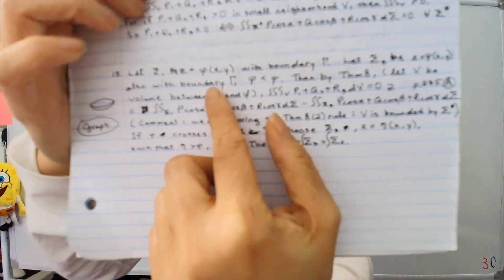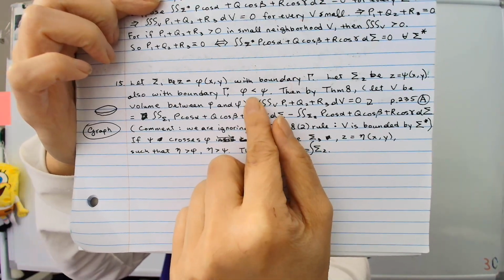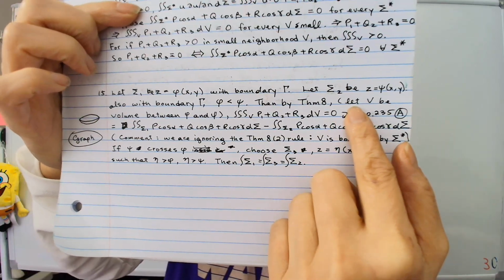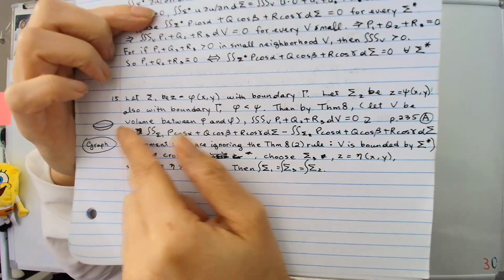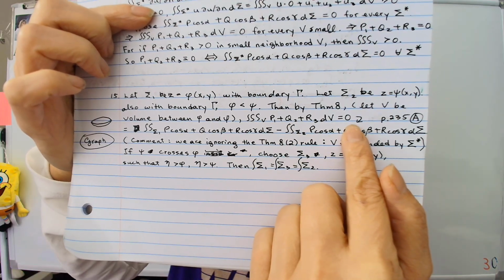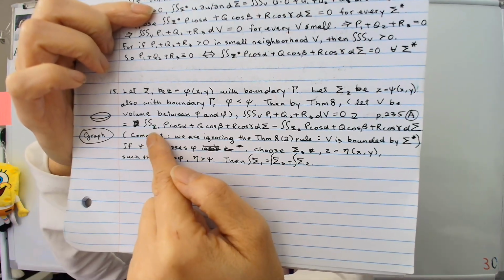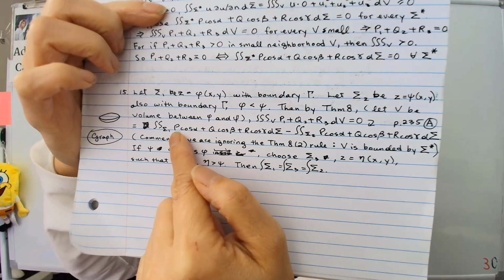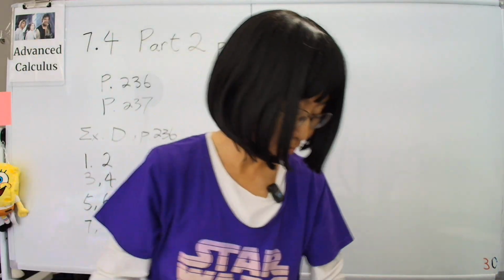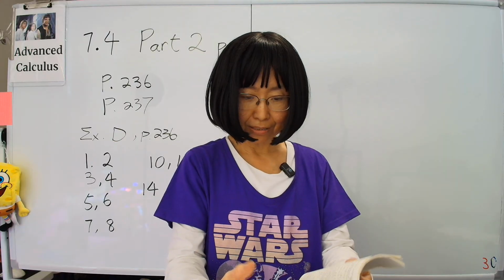So let's say one is completely less than the other one, like my picture shows, so that it encloses some volume. Then by theorem 8, let V be the volume between phi and psi, then the triple integral of P1 plus Q2 plus R3 equals 0. But the triple integral also equals the double integral over sigma 1 minus sigma 2. This is again from that formula in the proof of theorem 8 that we've used several times already.